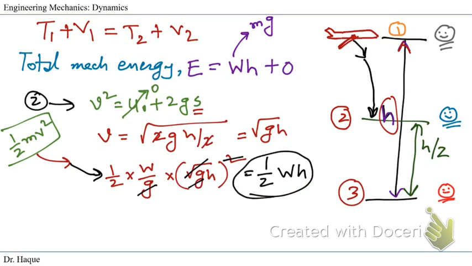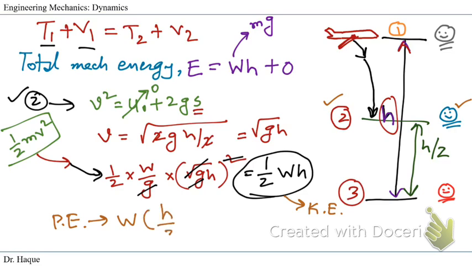So what is the potential energy? Because we need kinetic and potential. The potential energy at position 2 is weight times distance. So at this position 2, our paratrooper will have potential energy W into the available distance h by 2, which will be WH over 2.